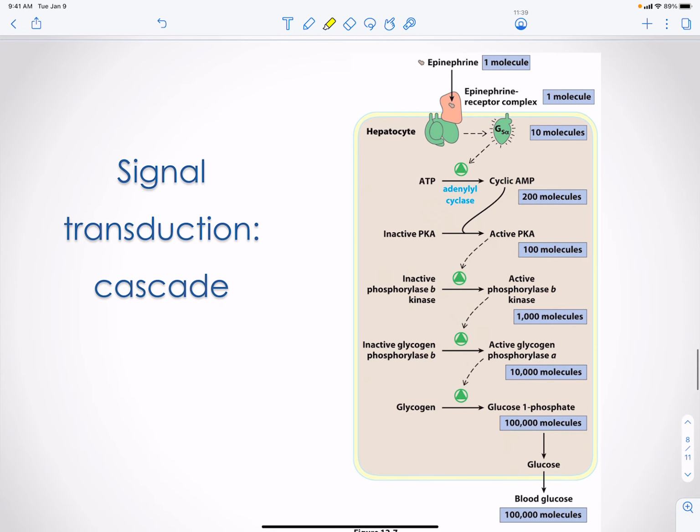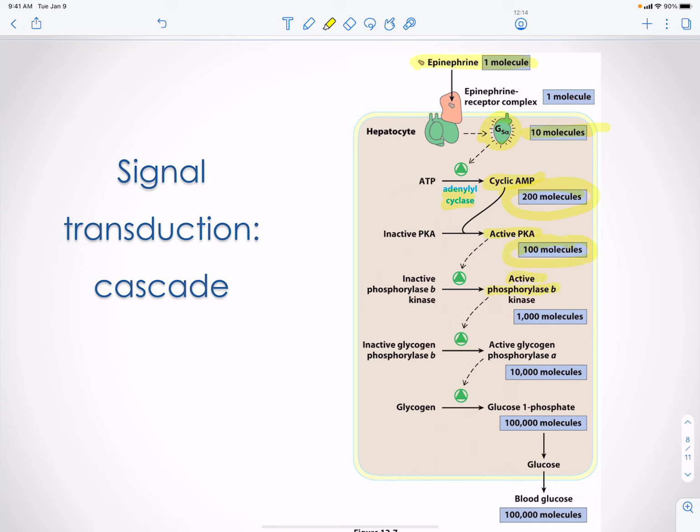Now this is an example of signal transduction and amplification. So up here you have one molecule of epinephrine, and it's going to activate that G protein. And so you're going to get 10 molecules of your G protein activated, your adenyl cyclase. And then after you have adenyl cyclase, you're going to make cyclic AMP, so you might make 200 molecules of cyclic AMP. And then you're going to activate protein kinase A. You're going to make about 100 molecules of that.